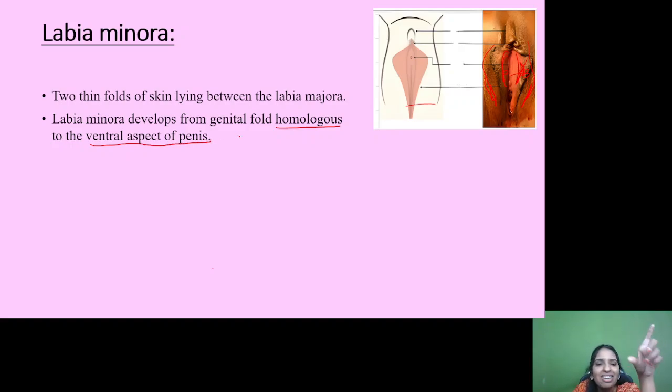Similarly, how the reproductive organs of the male will be there, if we compare the labia majora, it is similar to that of the ventral aspect of penis. For that only I have kept this image, just to understand, that's all. Okay, ventral aspect of penis.